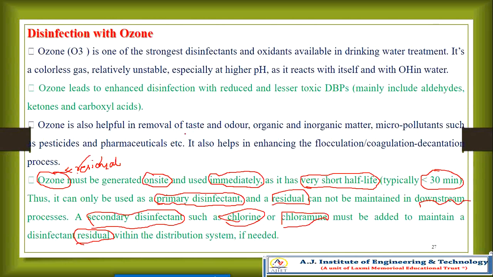But ozone will be helpful for removal of taste and odor. It's very good, as well as for organic and inorganic matter, micropollutants such as pesticides, very important, and pharmaceuticals. So this will be helpful. And it has lesser toxic DBPs.